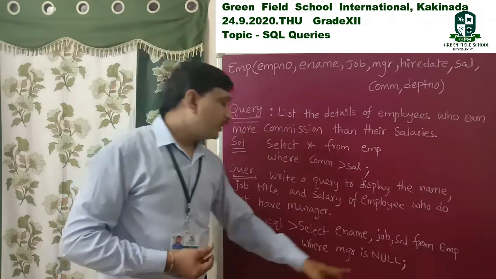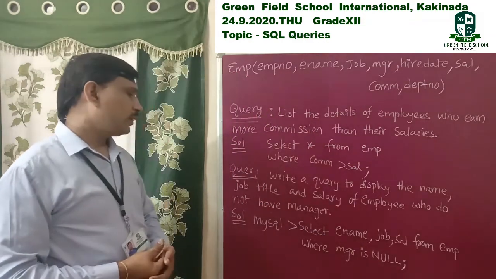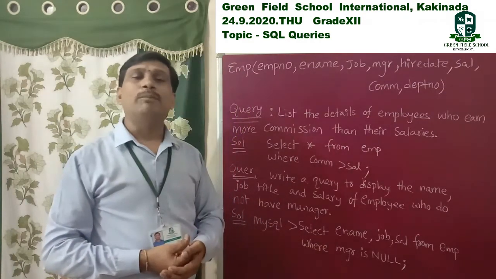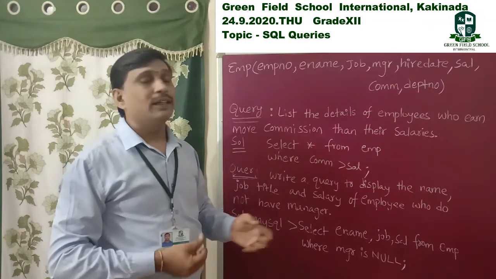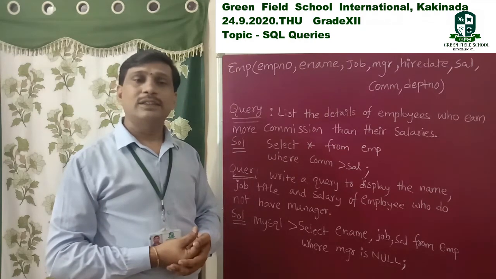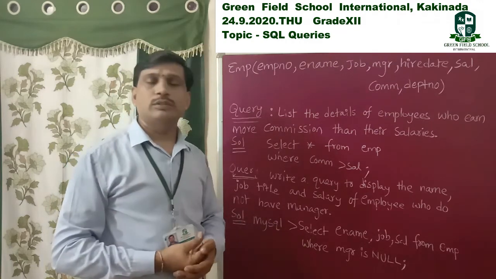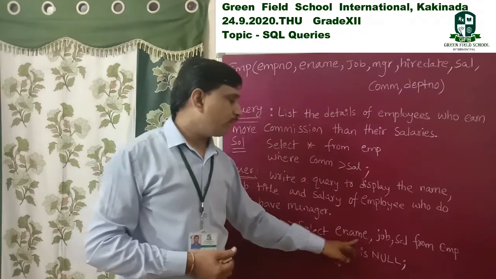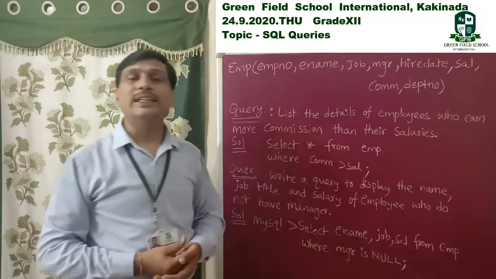Is null means those who have null, we display the details of all the employees here. Okay, this is the concept. In this way we proceed with queries. When we execute, it displays some of the employee details, name, job, salary, those who satisfy this condition.